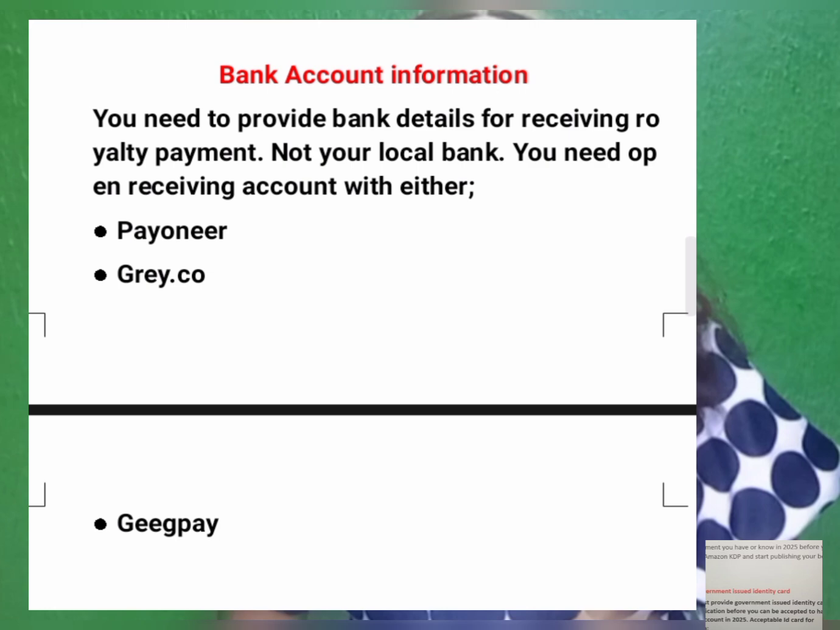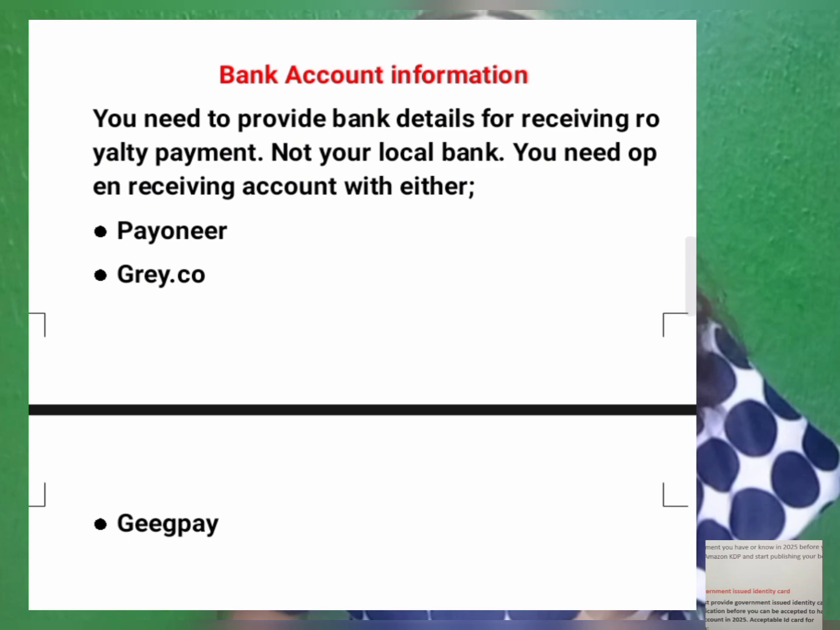You need to provide bank details for receiving royalty payments. And in this case, it's not your local bank. Like in Nigeria, we have First Bank, Access Bank, Eco Bank, and the rest. No, it's not your local bank. You need to open a receiving account with different online platforms. There is Payoneer, there is Grey.co, there is GPay. I personally recommend Payoneer because of their efficiency.